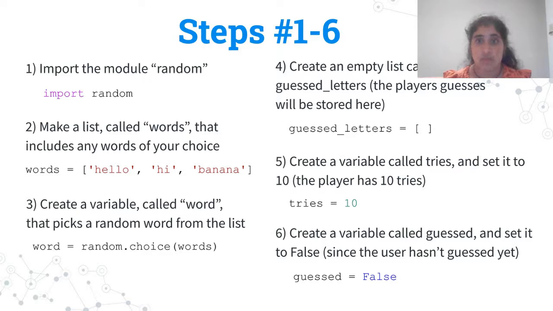For the fourth step, we have to create an empty list called guessed_letters. As the game progresses, the player's guesses will be stored here. We'll give you a few seconds to work on this, but you can pause the video if you need more time.